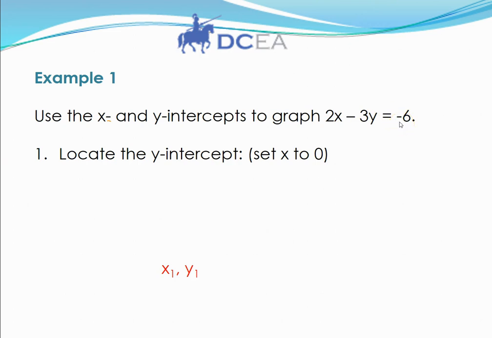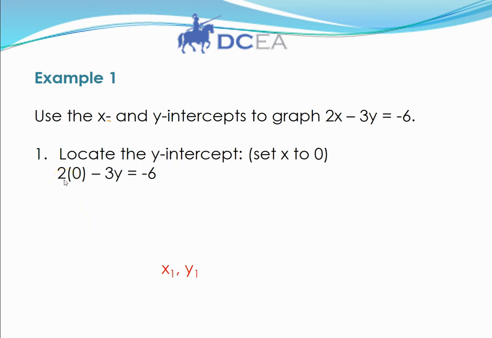In your book, they have some steps to solve this type of equation. I recommend you use the steps until you're comfortable enough to do the problems on your own. I also recommend that you write the equation ax plus by equals c to keep your variables and numerical values straight. So the first thing we're going to do is locate the y-intercept. So we take this equation and we set x to 0.